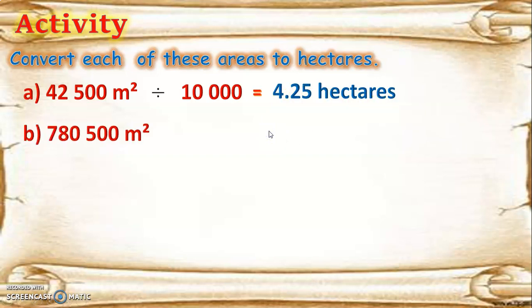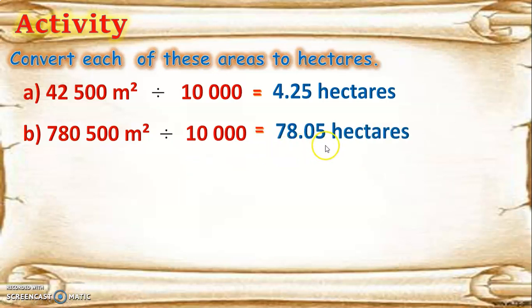Next, letter B. 780,500 meters squared. We need to change it into hectares. So the same thing, we divide it by 10,000. The answer will be 78.05 hectares. So it means 780,500 meters squared is equal to 78.05 hectares.